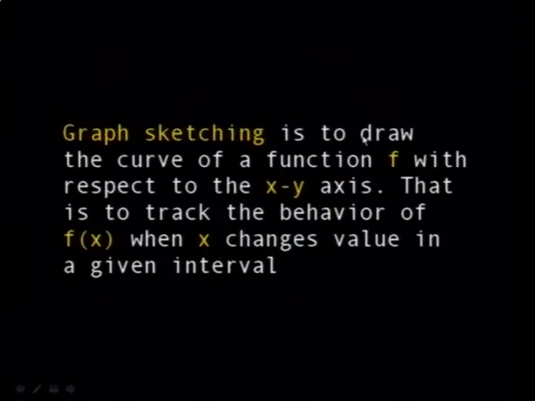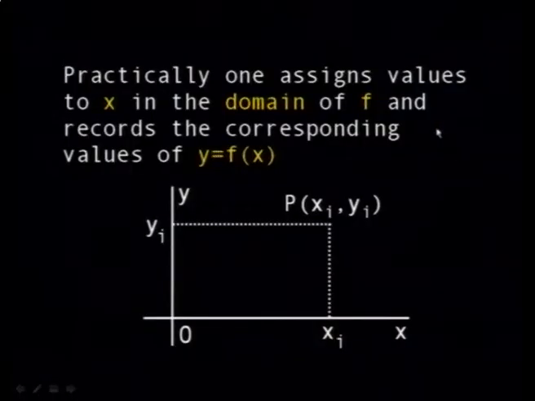So, by sketching, you mean to track the behavior of f of x when x changes value in a given interval. If you are interested in the whole region, the set R of real numbers, then you may study the whole interval from minus infinity to infinity. But you may wish to assign yourself a certain interval, and locate the main properties of the graph in that particular interval. Now, practically, how is this done?